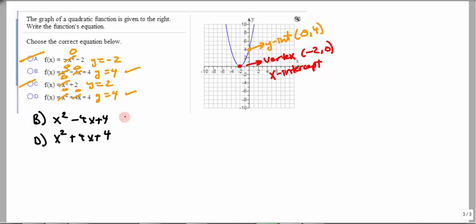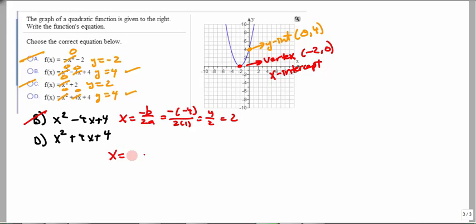Well, I'd have to do that with two of these. I think what I'd like to do is to use that x equals minus b over 2a here. So minus b would be minus a negative 4, all over 2 times 1. That would be 4 over 2, which is 2. So this one has an x-intercept of a positive 2. That doesn't work, so cross that one out.